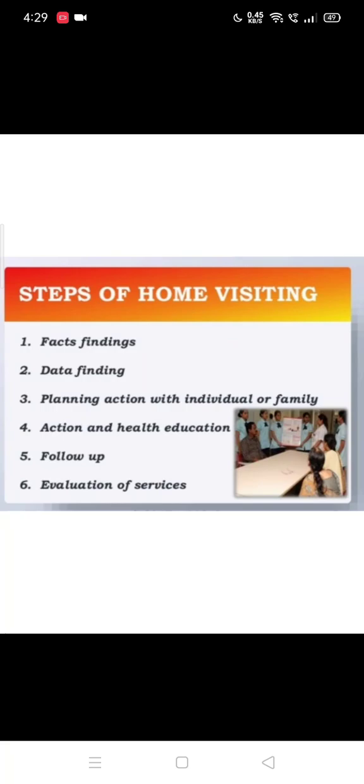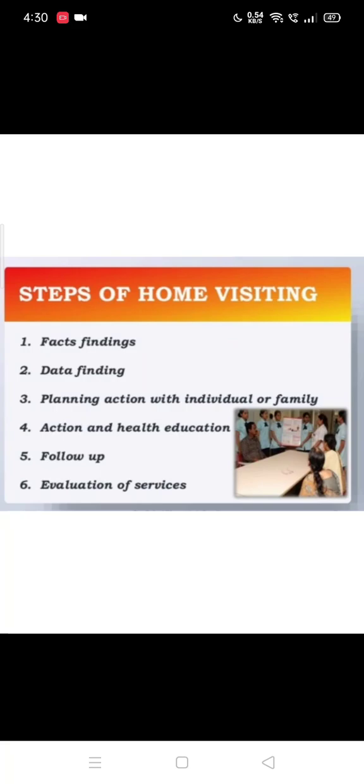Then the next step is implementation of the planned things. The fourth step is action and health education. In this, you as a nurse, together with the family members and individuals, will be working to achieve the goal. Follow all the instructions, and you will also give health education, for example the diabetes one: health education related to diet, exercise, and taking medications at the proper time.